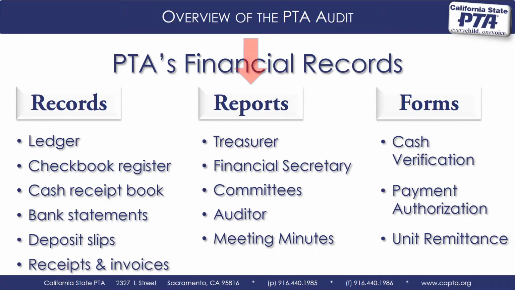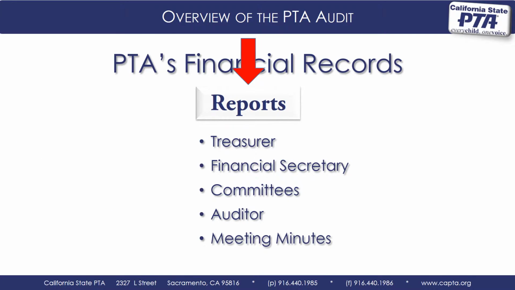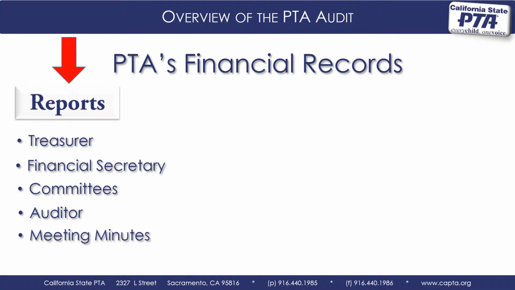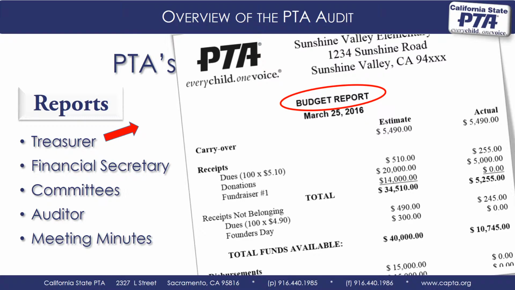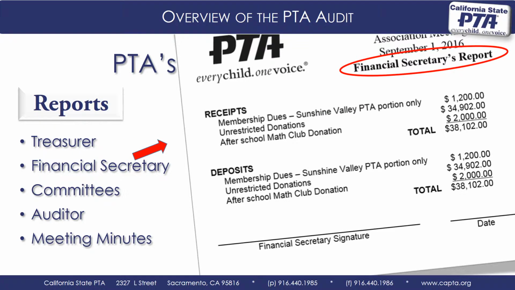The Executive Board and Auditor should be familiar with PTA financial reports. Treasurer reports report the previous balance, receipts, disbursements, and ending balance of each PTA bank account for the accounting period between meetings. Treasurers also report budget updates. Financial Secretary reports report receipts and deposits for each PTA bank account for the accounting period between meetings.